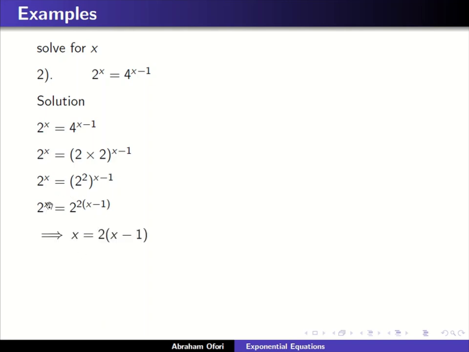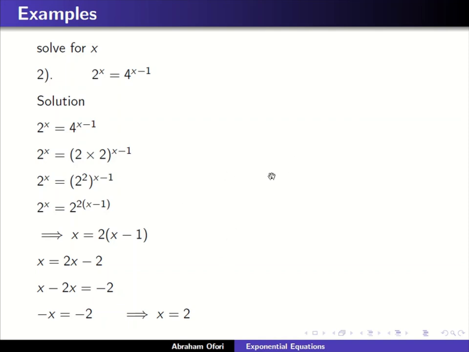Now since the base here and the base here are the same, and they are single standing, I can equate the powers. So x equals 2 times x minus 1, and then I expand this side and solve for x. x minus 2x equals negative 2, so negative x equals negative 2, which implies that x is equal to 2, because if I divide both sides by negative 1, I get x equals 2. You see, this is very simple, right?